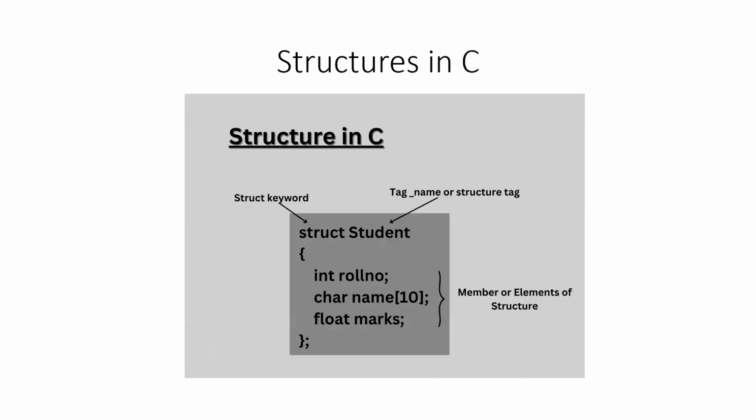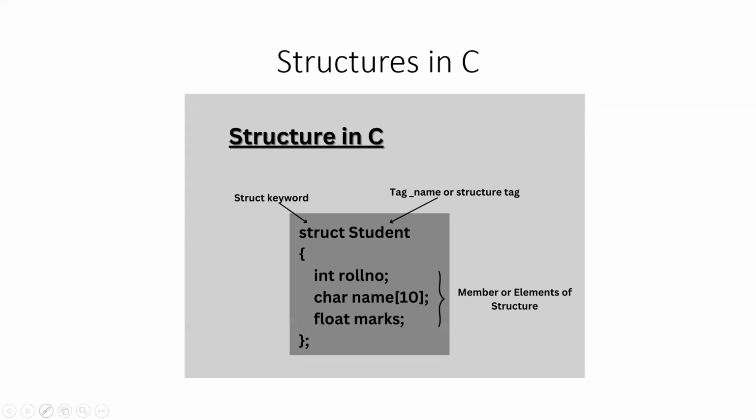Let's first discuss a brief about structures. A structure in C language is like a data type which is a combination of multiple data types. We can hold int, character, float, or string, various kinds of data types. We can pack them and hold them in one structure.